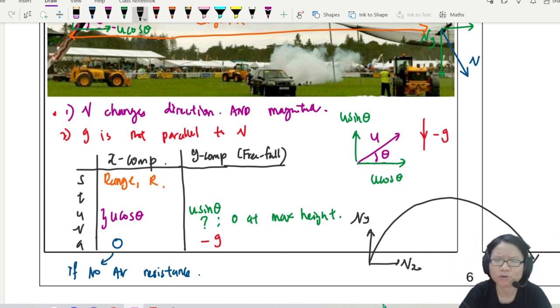You throw balls before, you all know, right? You throw things all the time. Throw textbook, throw basketball. Okay.